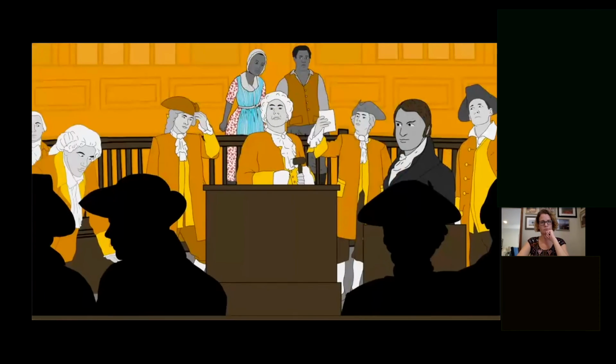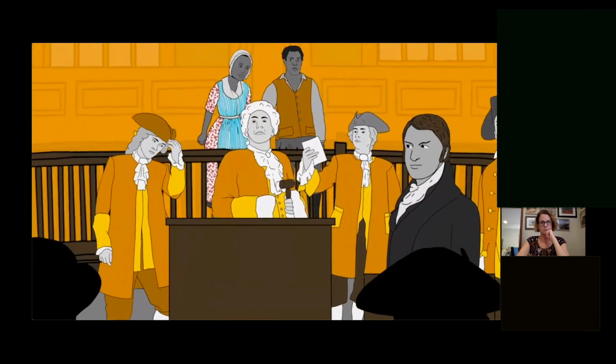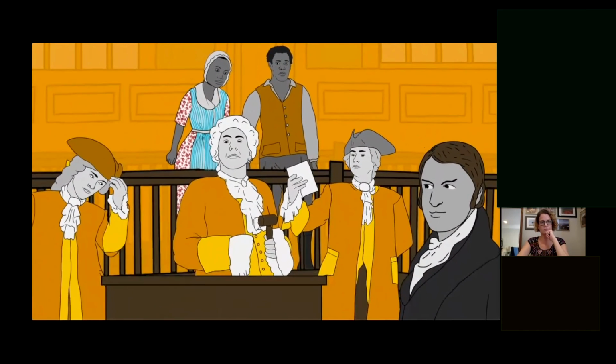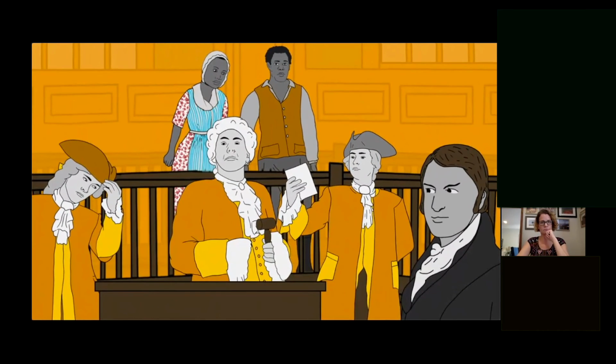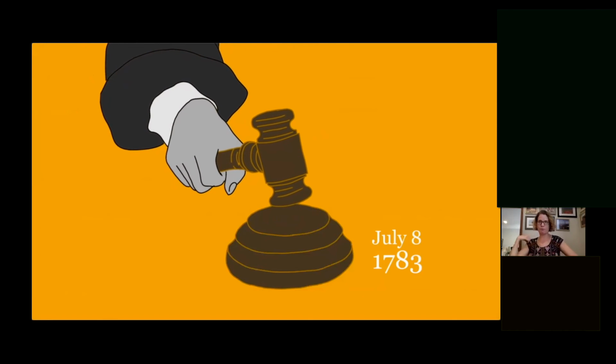In court, Theodore argued that because the state constitution stated that all men were born free and equal, enslaving Elizabeth and Brom was unconstitutional. The court agreed and granted Elizabeth and Brom their freedom. Elizabeth's case was used as a precedent for the total abolition of slavery in Massachusetts in 1783.